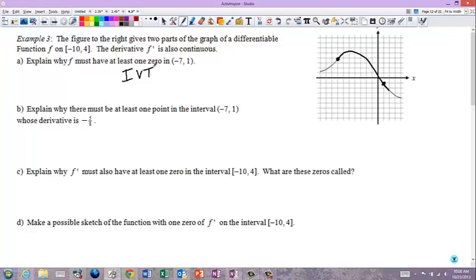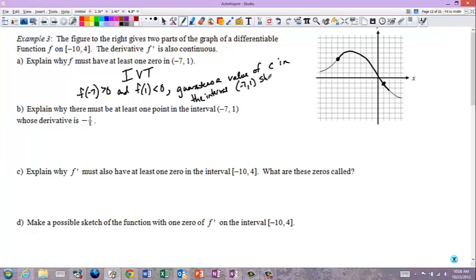The intermediate value theorem says that because f of -7 is greater than 0 and f of 1 is less than 0, the intermediate value theorem guarantees a value of c in the interval -7, 1 such that f of c equals 0. Explain why there must be at least one point in the interval -7, 1 whose derivative is -5/8.